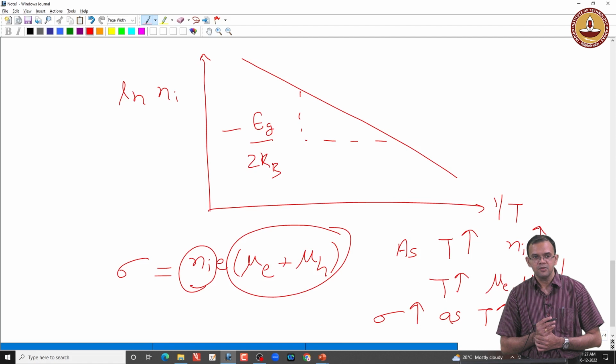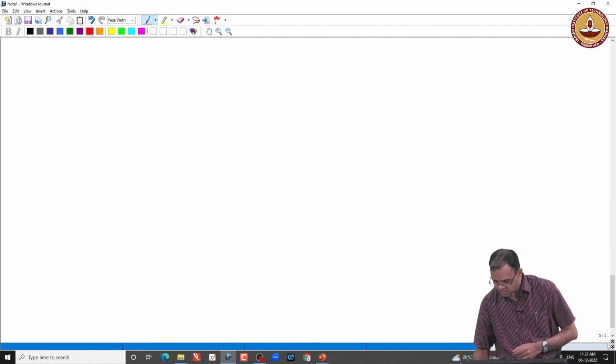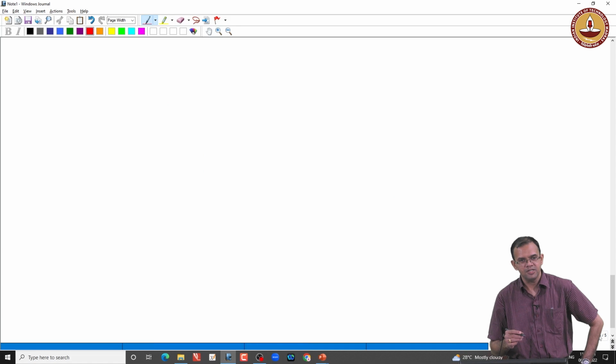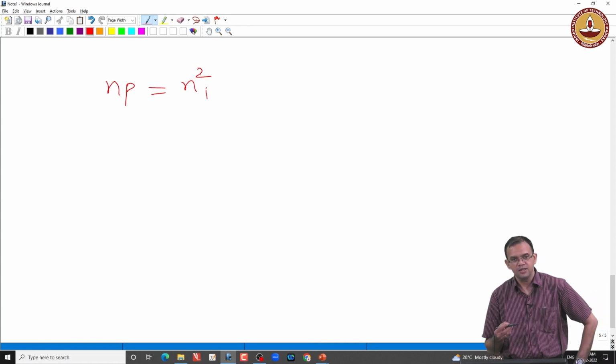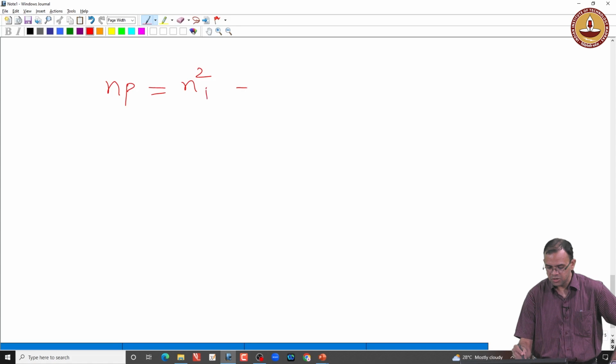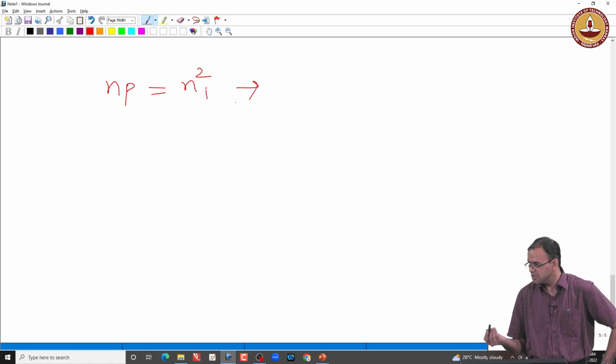Okay. Any other questions? Yeah. What happens to the law of mass action as the temperature increases? So what happens to the law of mass action? Are we still talking about intrinsic? Okay, it doesn't matter, right? The law of mass action just says np equals ni squared. This is true at all temperatures.